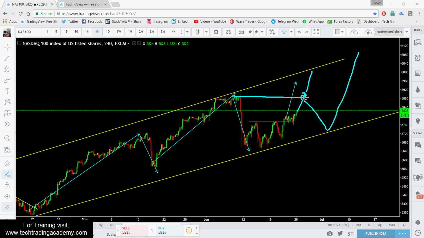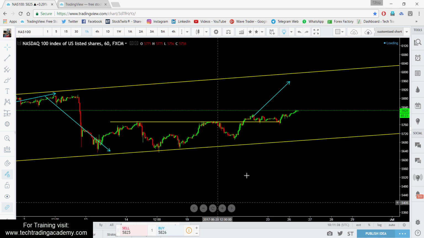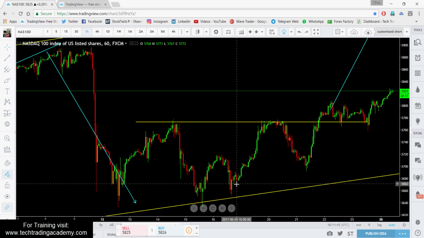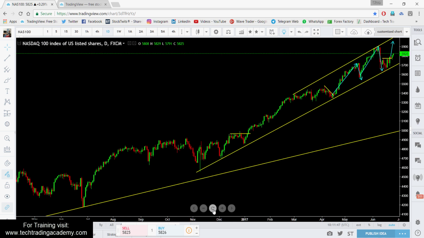But I will suggest you to hold your trade. Just move to break even wherever you bought. If you bought here, here, here, wherever you bought, just hold that trade, stay on break even, and leave this trade to do what it wants to do. Yeah, now it is moving in the direction we were anticipating.